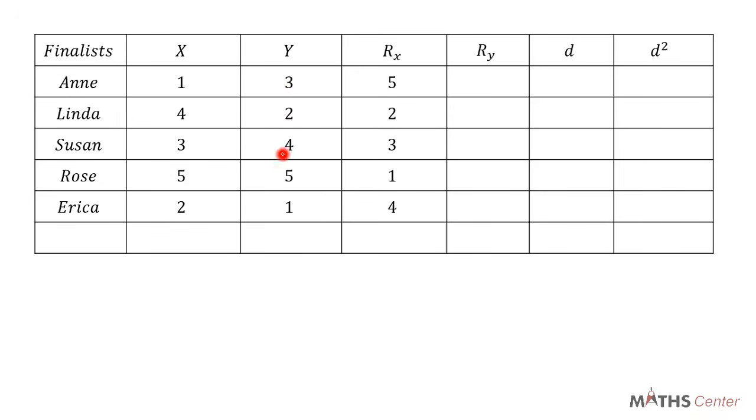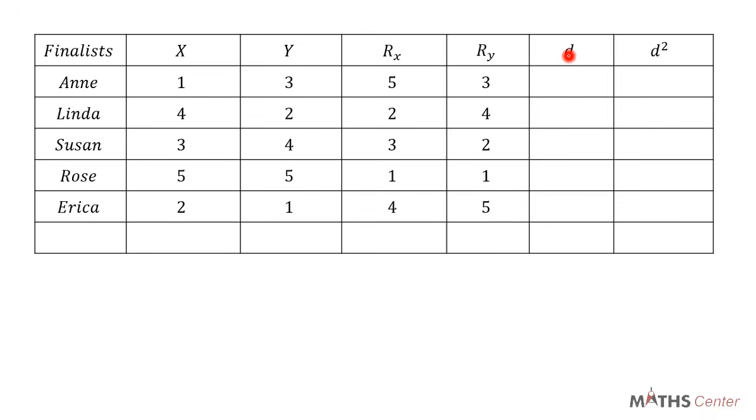I'll bring back the Y values. We have 3, 2, 4, 5, 1. We are going to rank them. When we look through it, the highest one is 5, that will have a rank of 1. The next one is 4, that will have a rank of 2. The next one is 3, that will have a rank of 3. The next one is 2, that will have a rank of 4. And the last one is 1, that will have a rank of 5.